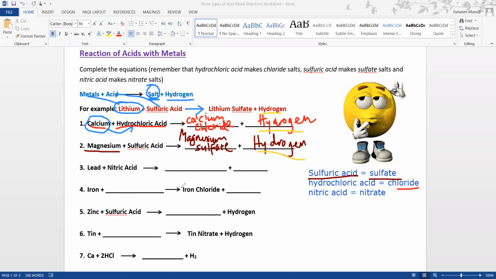Okay, I want everyone to try the next one. So the next one is lead. Lead, which is one of our transition metals, and nitric acid. So what's the name of the metal salt that's going to form from lead and nitric acid? Some of you in the chat have already got the answers there. Good work. So I'm going to give everyone a chance to have a look at that now. So lead plus nitric acid, what kind of metal salt will form from that?